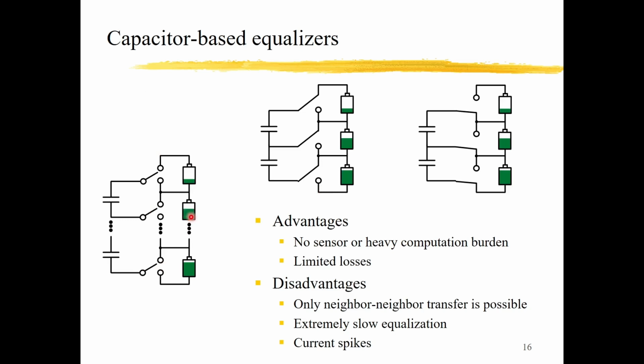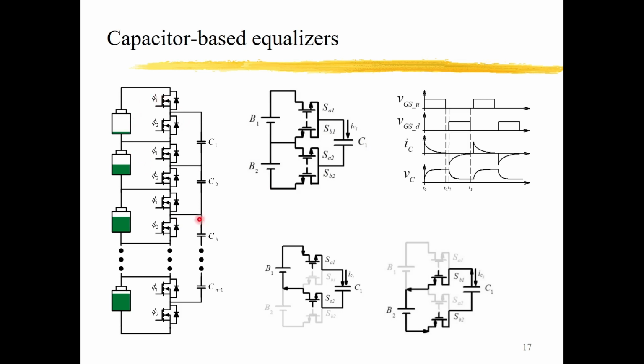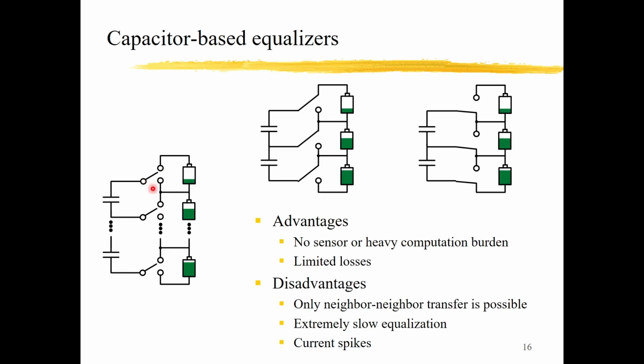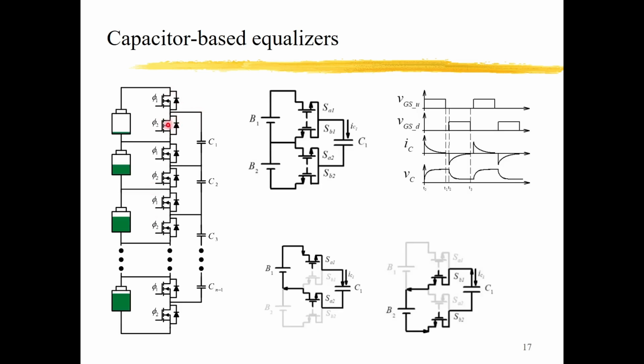This scheme actually is only a concept. To implement the switches, there are two switches here. One switch connects to the upper end of the battery, and the other to the lower end of the battery. Every switch here is implemented by two individual switches. If we want to connect to the upper one, these two switches are turned on. If we connect to the lower one, these two are turned on.